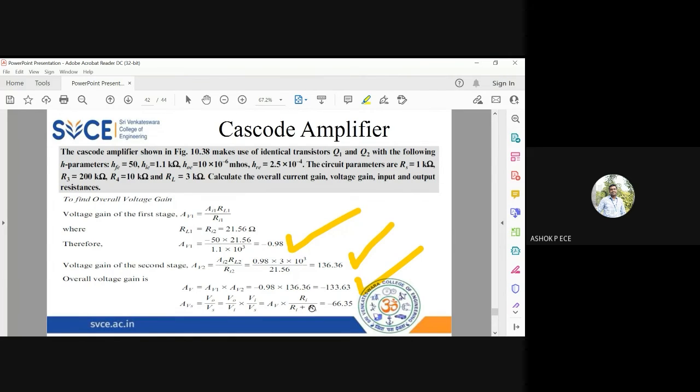With source, you have to additionally multiply by this because of voltage division technique. Ri by Ri plus Rs. Minus 66.35 is the gain of your Cascode amplifier.